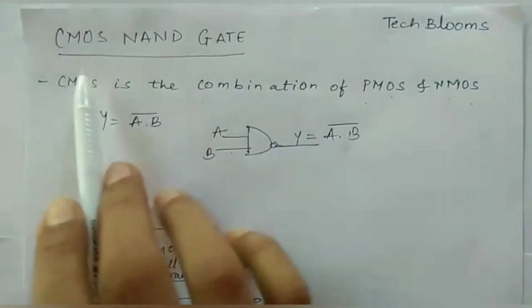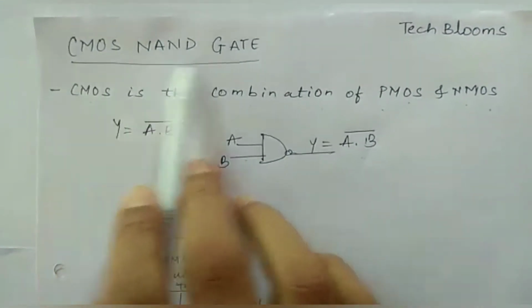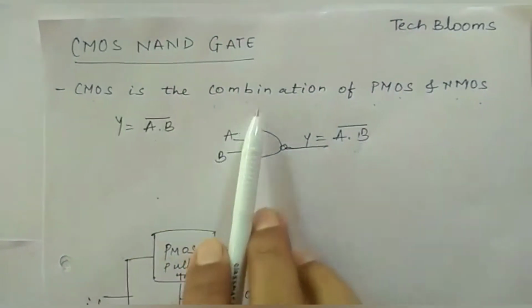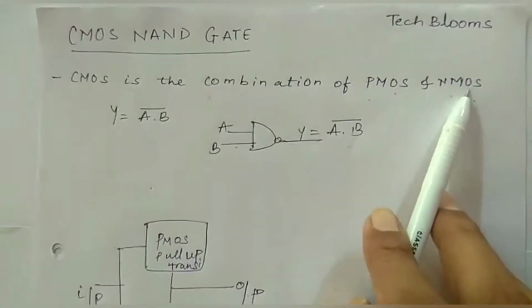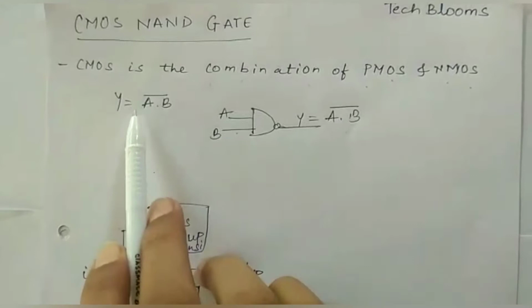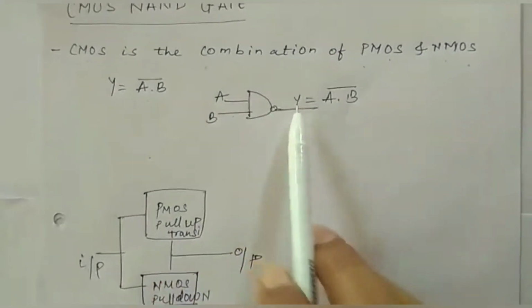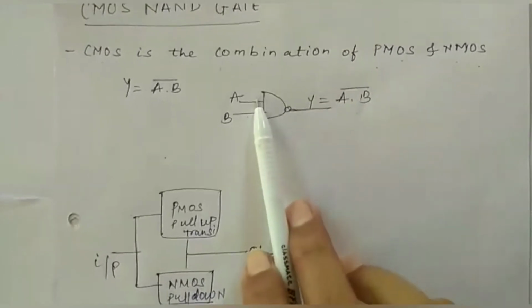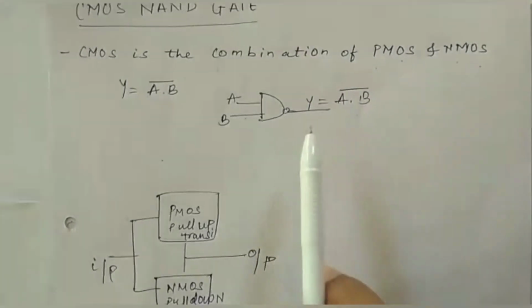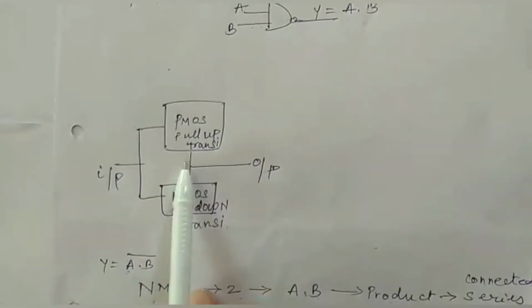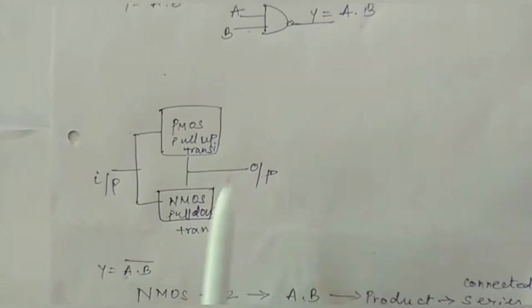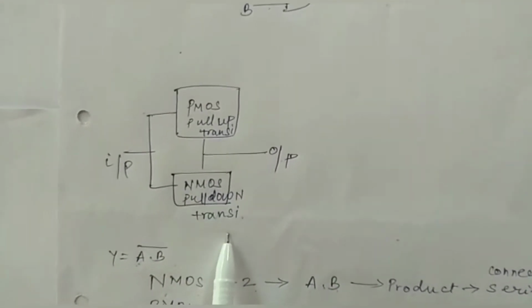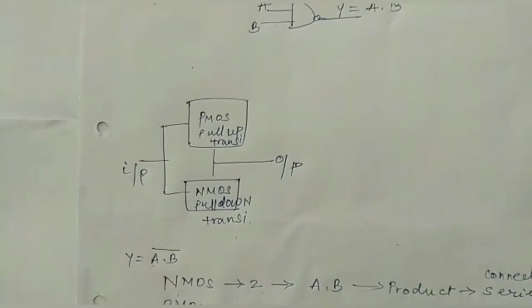Today I am going to explain the construction of the CMOS NAND gate. CMOS is the combination of PMOS and NMOS. For the NAND gate, we have the output expression Y equal to (A dot B) bar, where A and B are the inputs. PMOS is the pull-up transistor and NMOS is the pull-down transistor in CMOS.